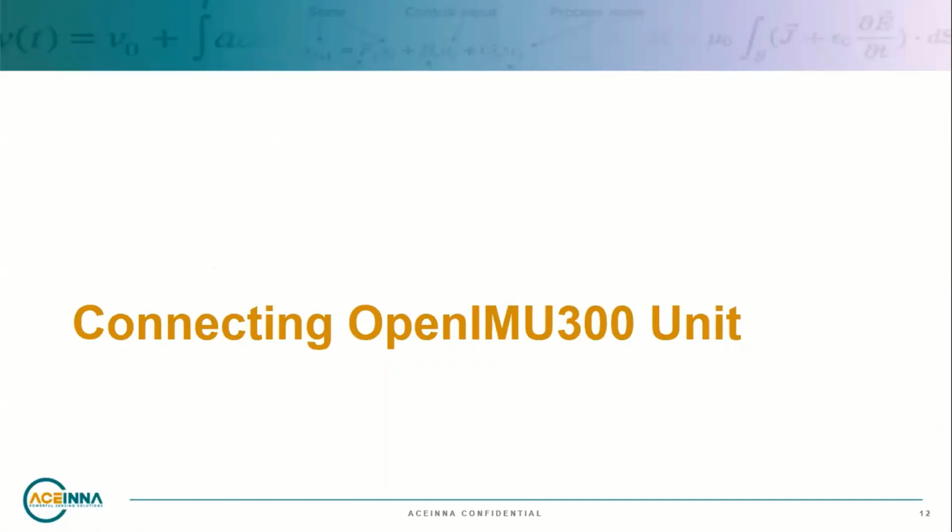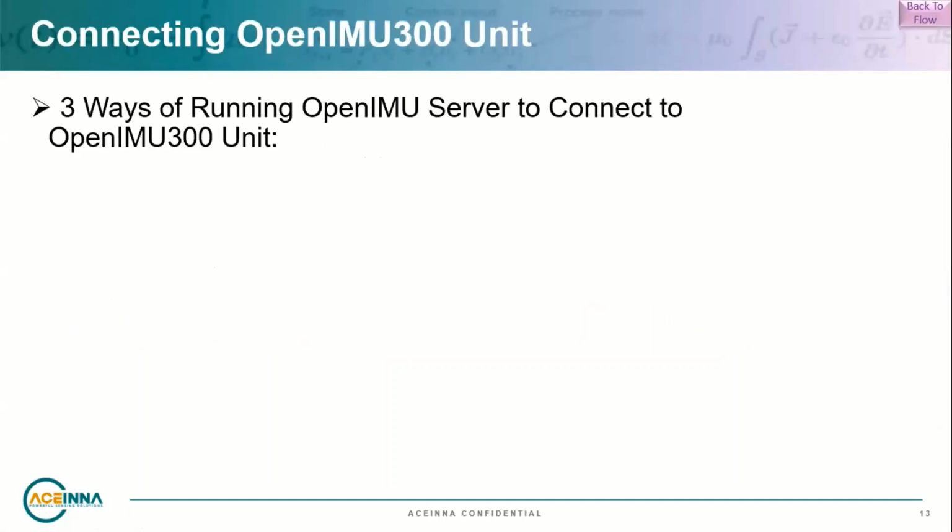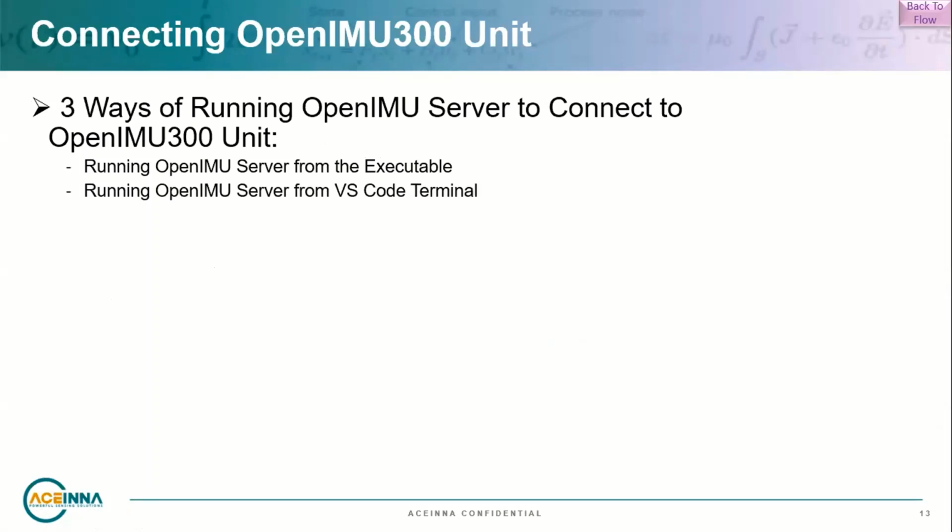So, connecting to your OpenIMU unit. There are 3 ways of running the OpenIMU server to connect to your OpenIMU unit: running the OpenIMU server from the executable, running the OpenIMU server from the Visual Studio Code terminal, and finally running the OpenIMU server directly from the Python source code. I'm going to talk about all three ways of doing it, but I'm going to show you a live demo of the first one and the third one.